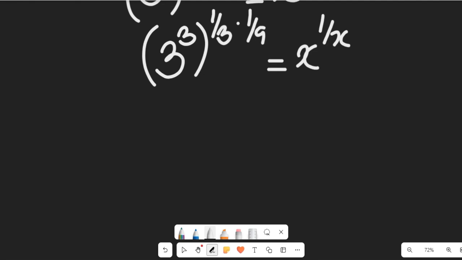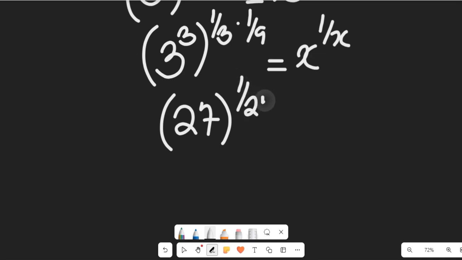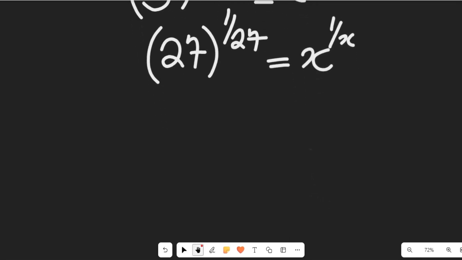The same thing the right hand side is. So this will give me 3 to the power of 3 is going to give me 27, right? So I have my 27 to the power of 3 times 9 will give me 27. So I have 1 divided by 27. And this will be equal to x to the power of 1 divided by x. Great. I've achieved what I desire to achieve.